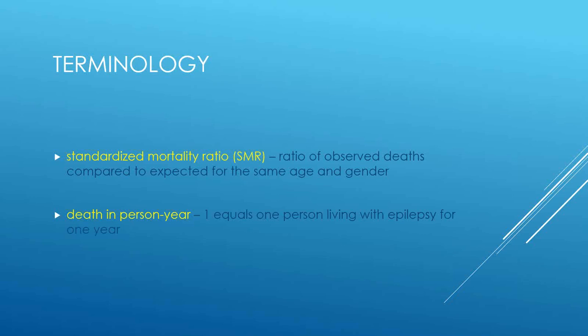I will first define some of the terminology that I will use tonight. Standardized mortality ratio, or SMR, is the ratio of observed deaths compared to expected for the same age and gender. So for the general population, SMR will be 1. Everything above 1 means that there is a higher than expected risk of death for that age and gender. The other way to look at it is as deaths in person-years, and that includes the duration of the underlying condition, in this case epilepsy. 1 equals 1,000, for example, that we have to follow up 1,000 people with epilepsy for 1 year to detect 1 death.